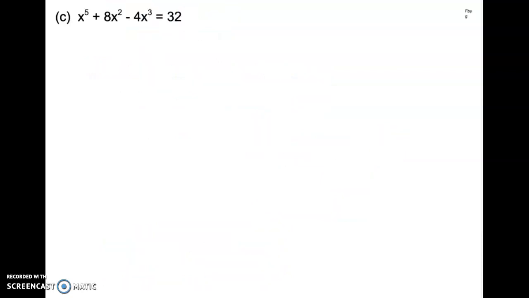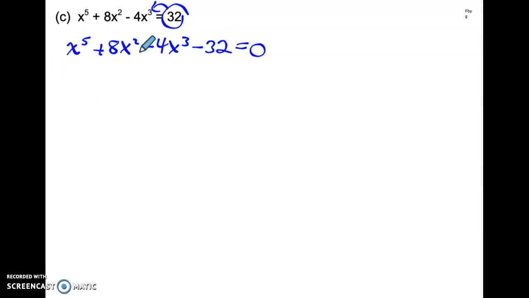So for question C here, our first step is going to be to move that 32 over. Because remember, when we're solving, we want it equal to 0. Okay, so now we have a quintic function, degree 5. If we had to do the factor theorem, we'd have to do it quite a few times. So let's see if there's another way to do it. There are 4 terms, so we can try factor by grouping.